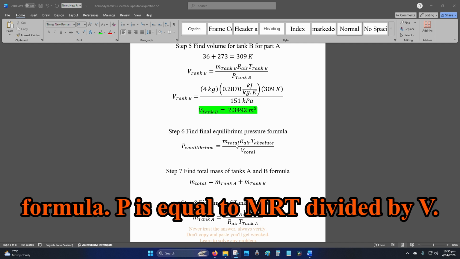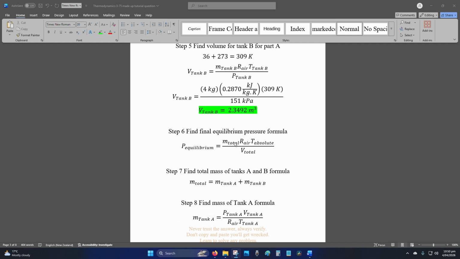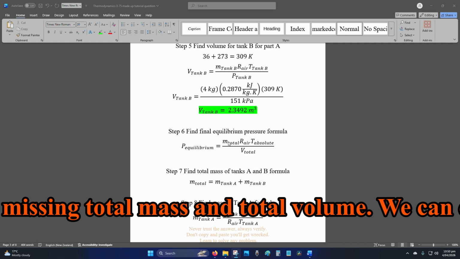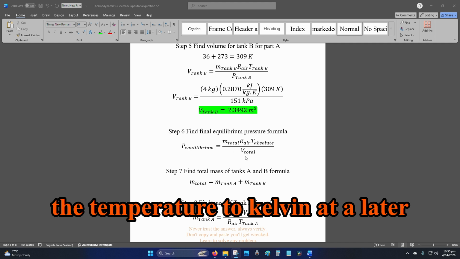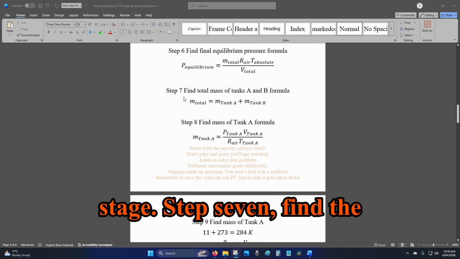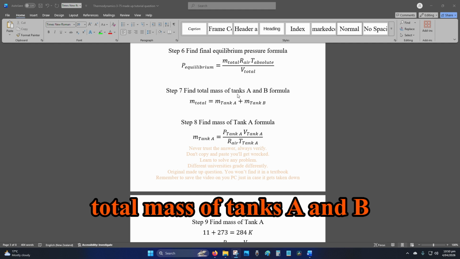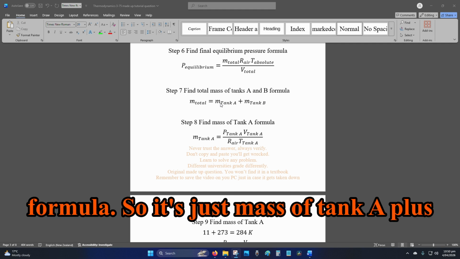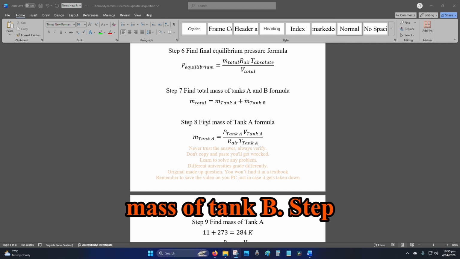Step 6, find the final equilibrium pressure formula. P is equal to mRT divided by V. We are missing total mass and total volume. We can convert the temperature to Kelvin at a later stage. Step 7, find the total mass of tanks A and B formula. So it's just mass of tank A plus mass of tank B.